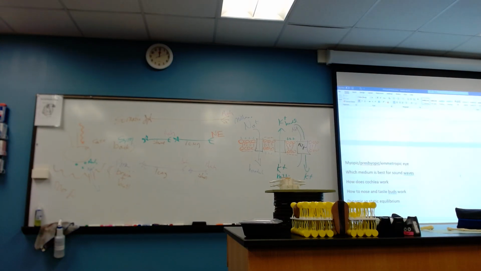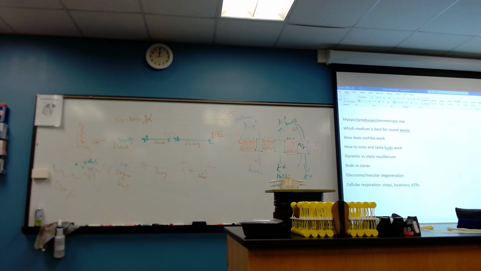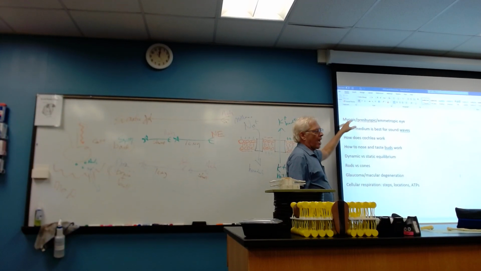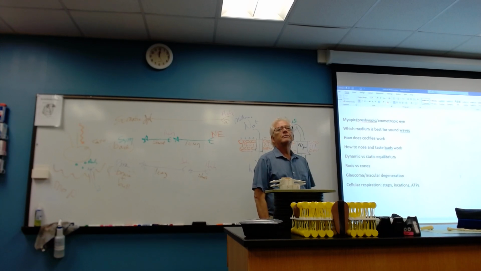Alright. There you go. Okay, the eyes and the ears and the nose. We just did this one on Monday, so it shouldn't be too hard. What is a myopic eye? It's when you can't see far. Myopic means I can only see close, not far. Is my eye too long or too short? Too long.